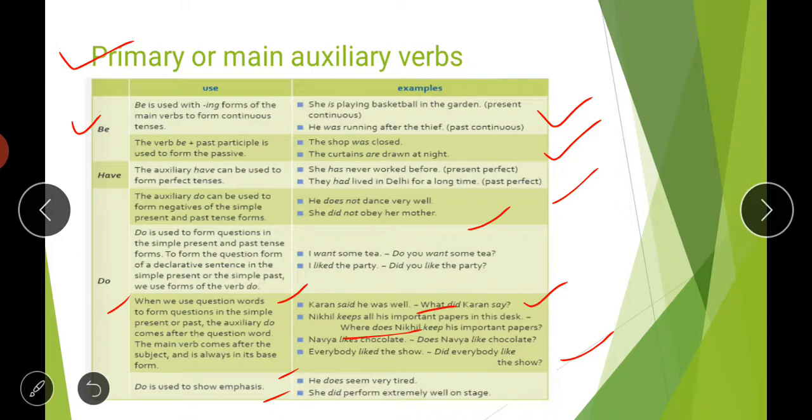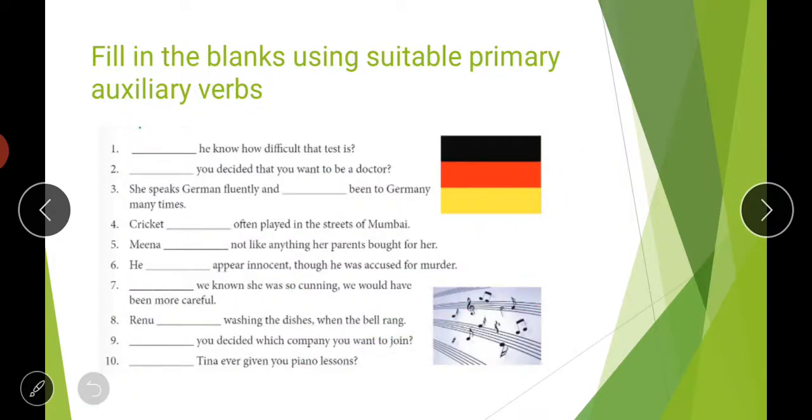So I hope the use of the primary or main auxiliary verbs is clear to you. Then fill in the blanks using suitable primary auxiliary verbs. Now you know what the primary auxiliary verbs are: the forms of be, have, has, had, then do, did, does, all are primary auxiliary verbs. So in these fill in the blanks, you have to use the correct or suitable form of the auxiliary verbs to fill these blanks.